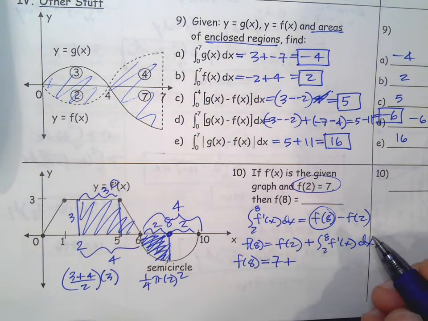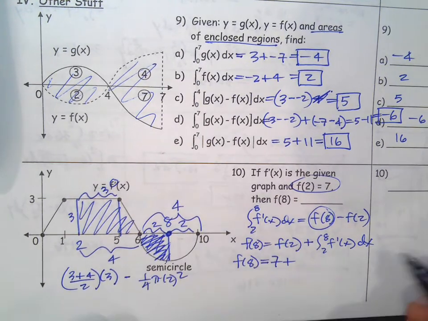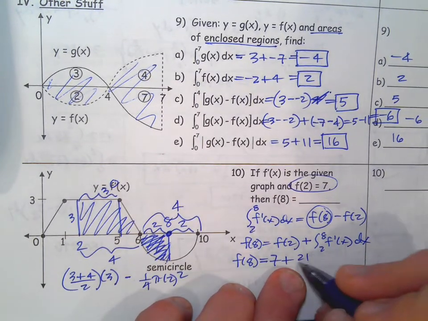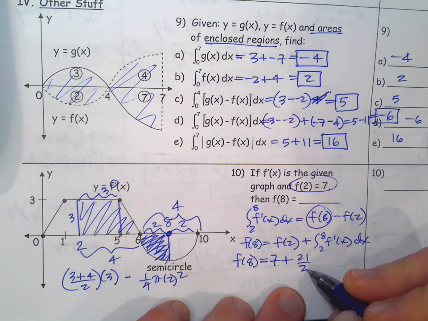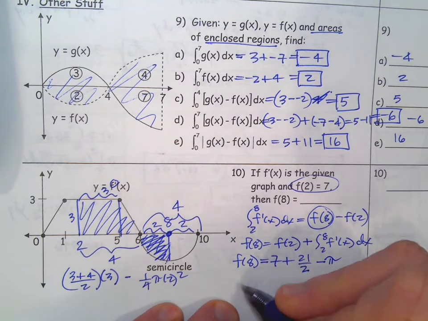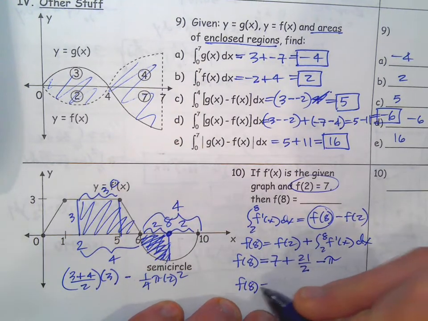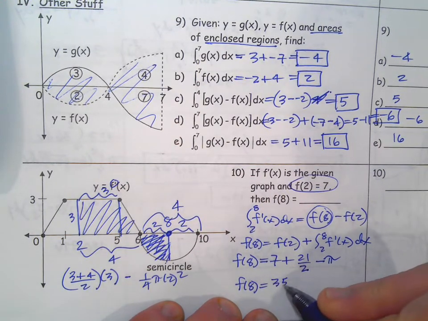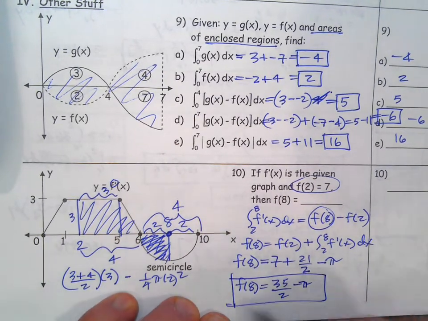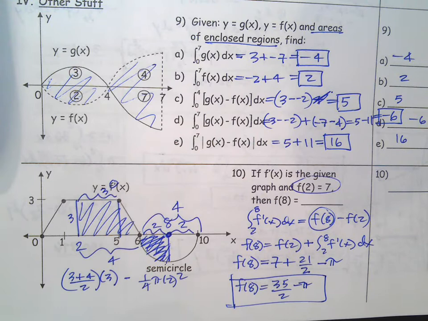So it's going to be negative, though. So that's going to be 7. That's going to be what? 21 halves. 21 halves minus pi. So f of 8 is going to equal 1435 halves minus pi. Fundamental theorem of calculus part 1.